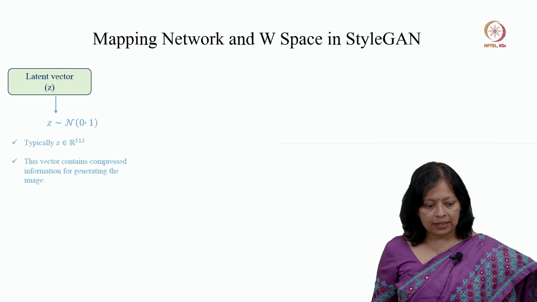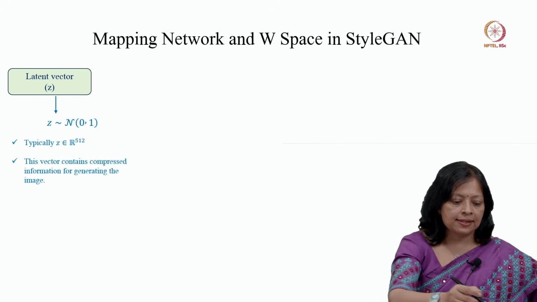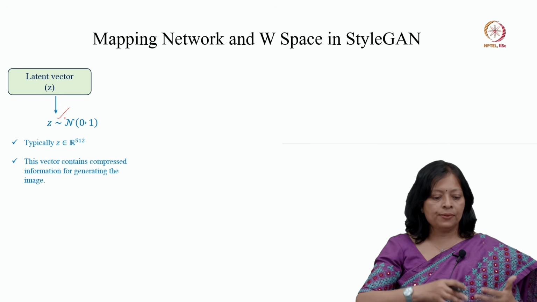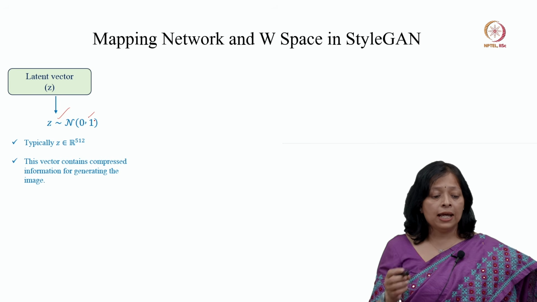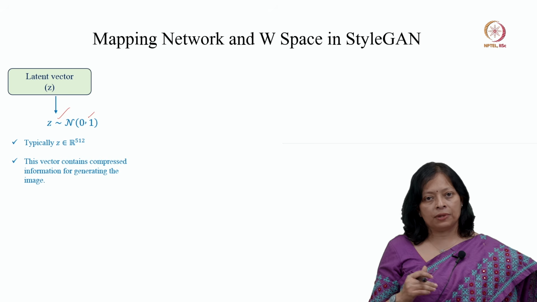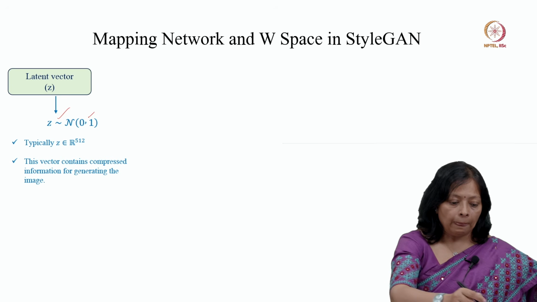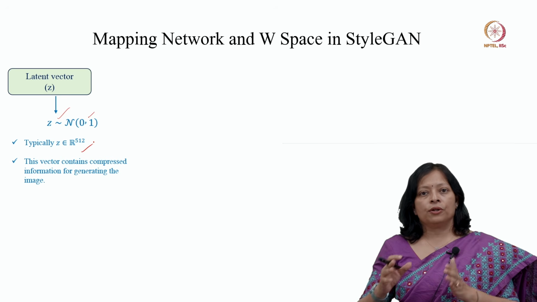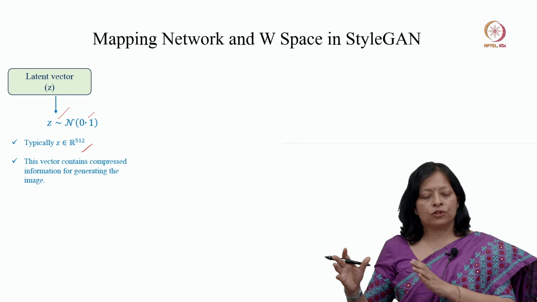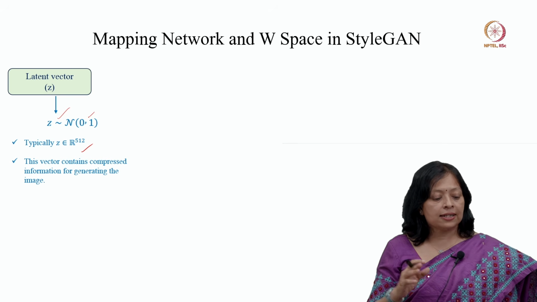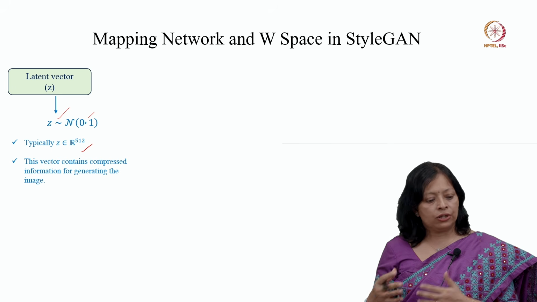So, we have this latent vector Z. In case of Style GAN, Z is sampled from a normal distribution with mean 0 and variance 1. Typically, Z has a dimension of 512. So, this belongs to a space of 512 dimensions, and this vector contains all the information in a compressed form for generating images.